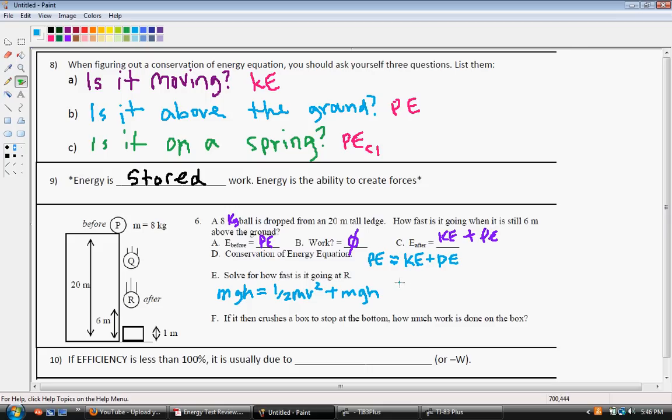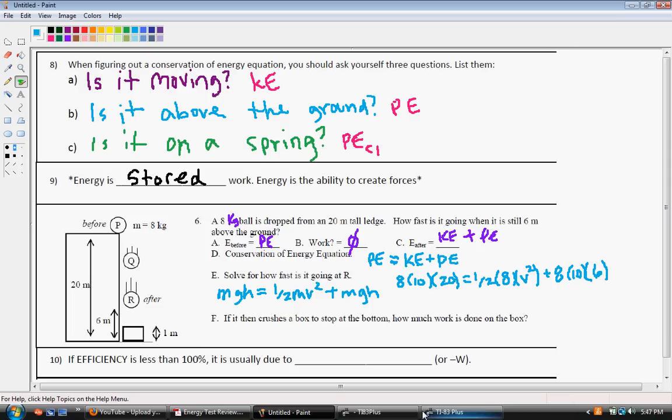Alright, so we plug in our numbers. Our mass is 8. Gravity is 10. And our initial height before is 20. Afterwards, we have 1/2 of our mass, which is still 8, times v squared, which the velocity is what we're trying to solve for, plus mass, which is 8, times gravity, which is 10, times our new height, which is 6.